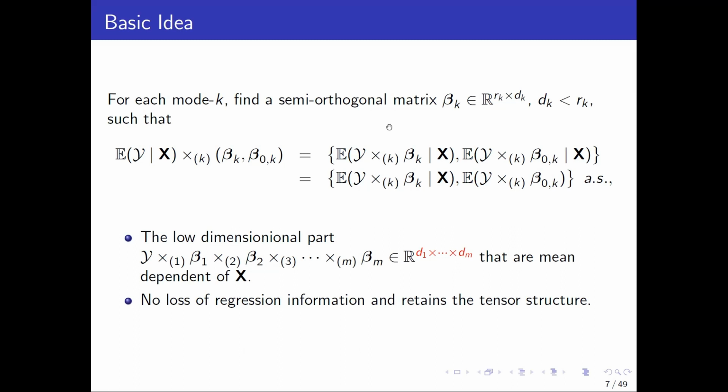So in this way, I will be able to efficiently reduce the huge number of free parameters without losing any regression information. Because if I know beta k, then I can construct this orthogonal matrix, and this is invertible. So I can multiply this inverse to this part and fully recover this conditional mean. So I won't be losing any regression information, and at the same time, I will be able to preserve the tensor structure. So in this way, I will achieve the dimension reduction efficiently without specifying any regression mean function, and also retain the tensor structure at the same time.